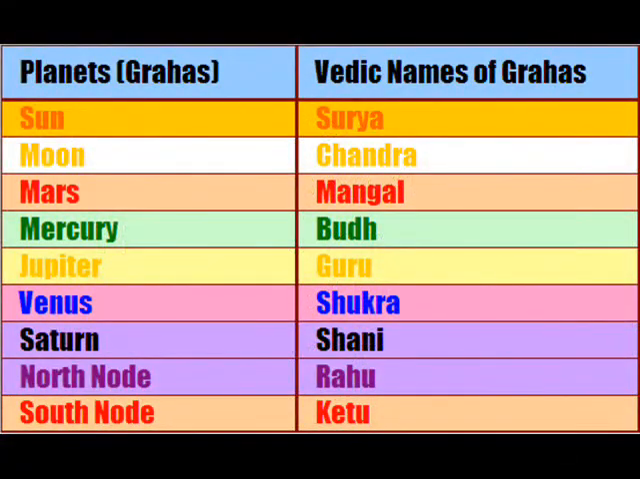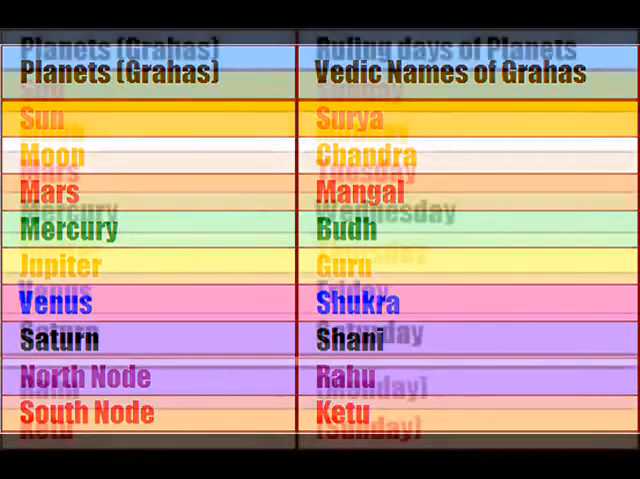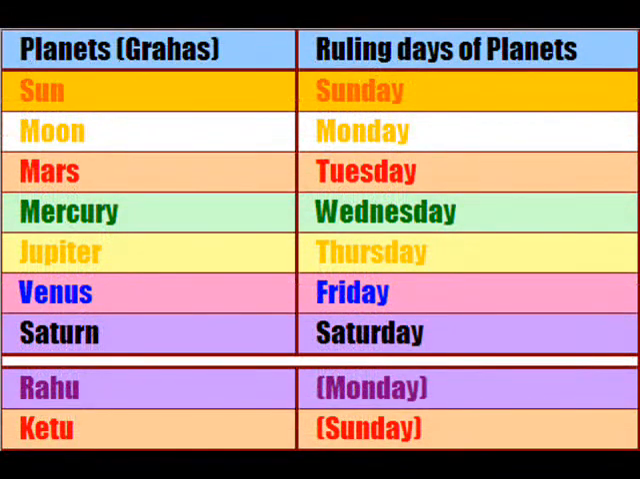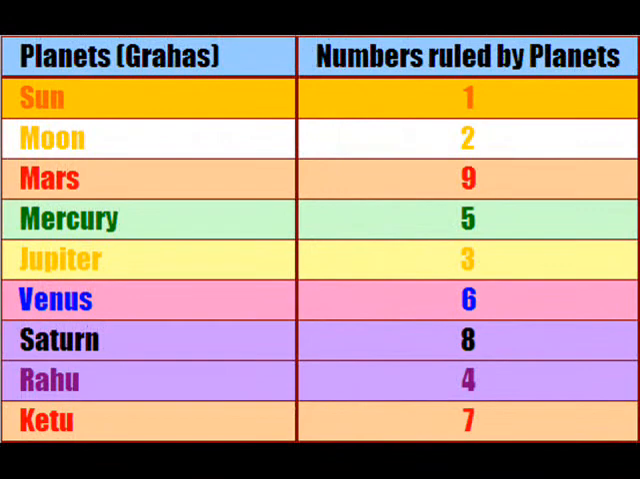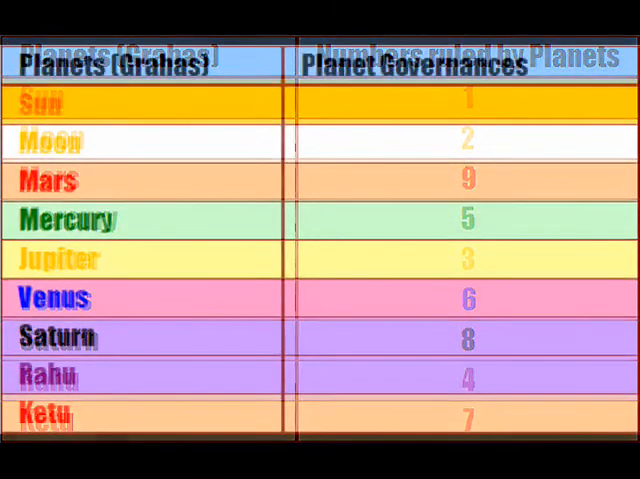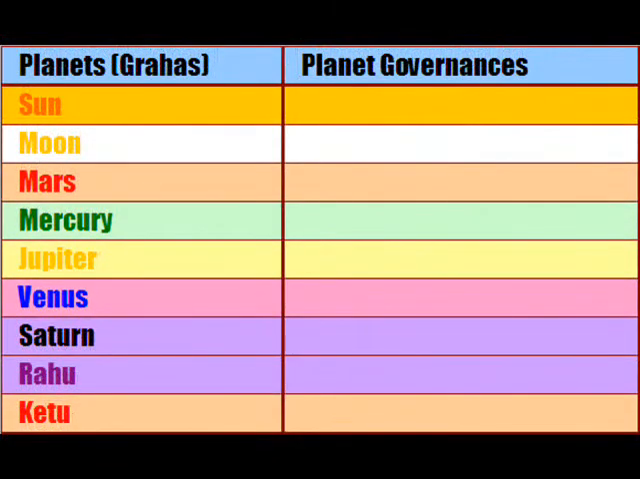The last lesson was on the Vedic names and the ruling days of the planets, and also the numbers ruled by the planets. In this video, let's look at the planet or the graha governances. Each planet governs certain aspects of your life.